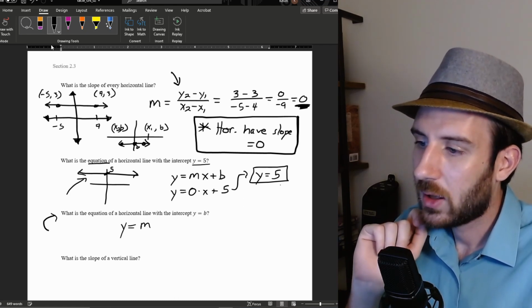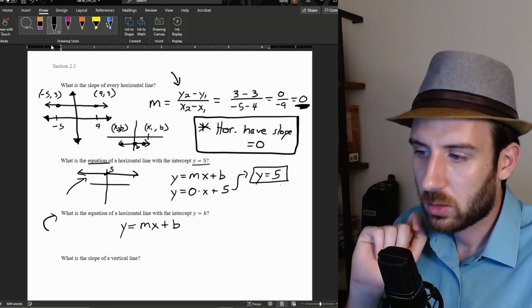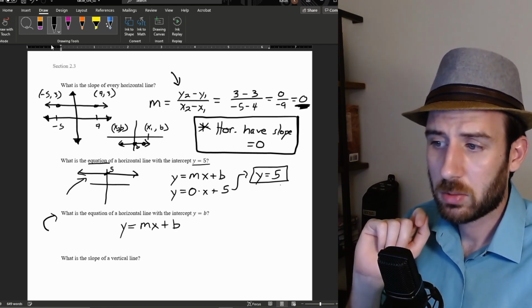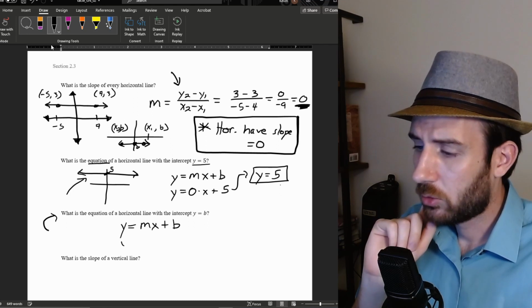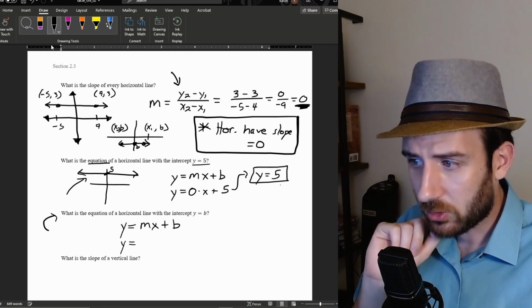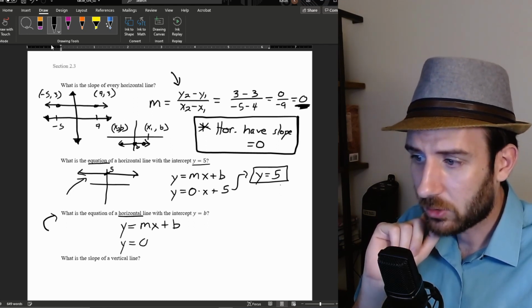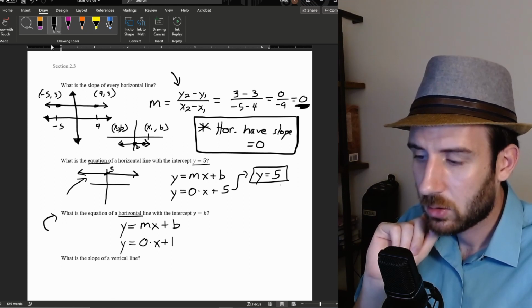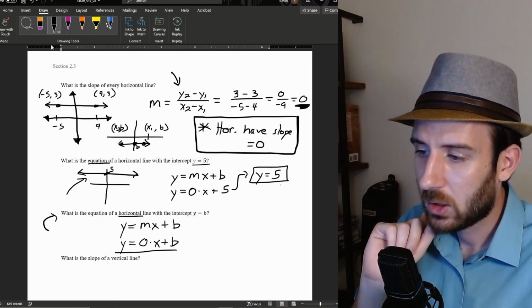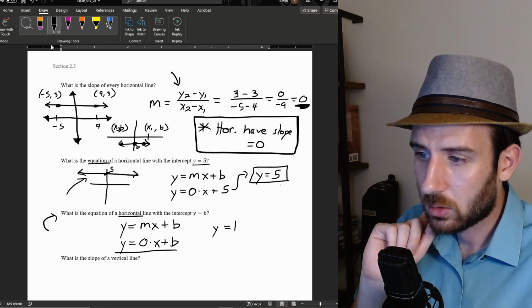Y equals mx plus b would be what we started with. This time I'm going to replace b with b. So it'd be y equals, m is 0 because it's a horizontal line. So that'd be 0 times x plus b. I can't put in a number for b, I'll just keep it as b. That would be y equals b.